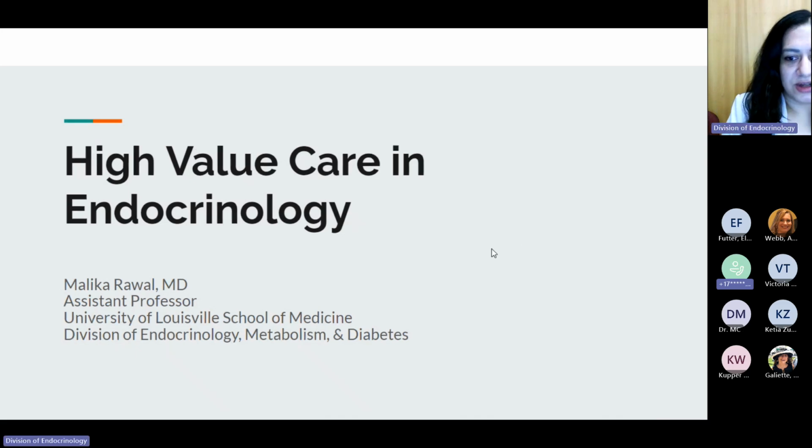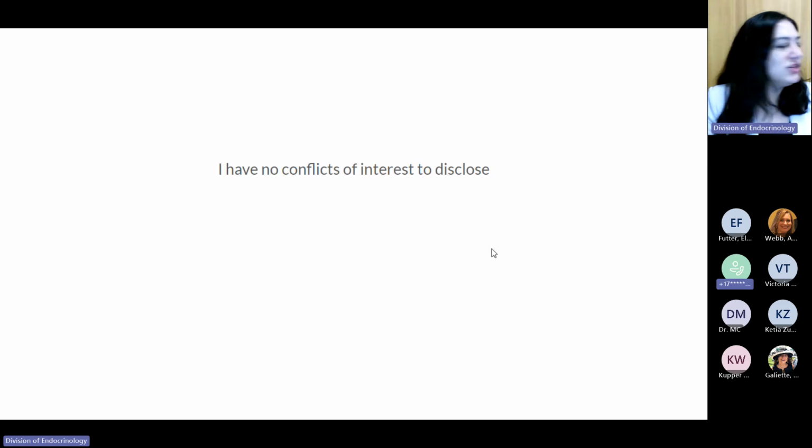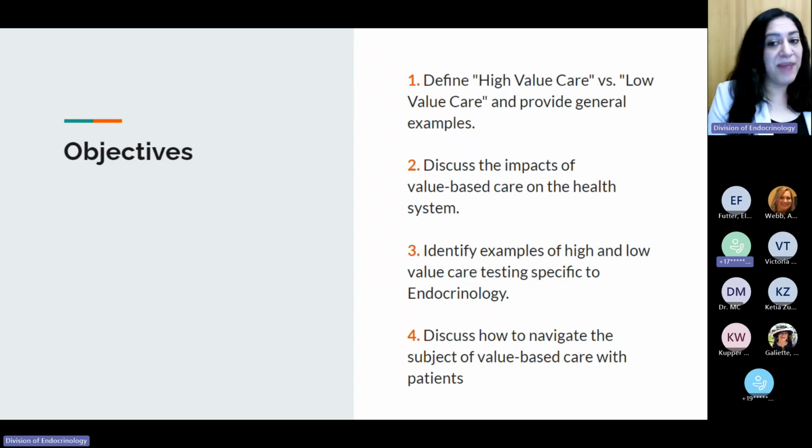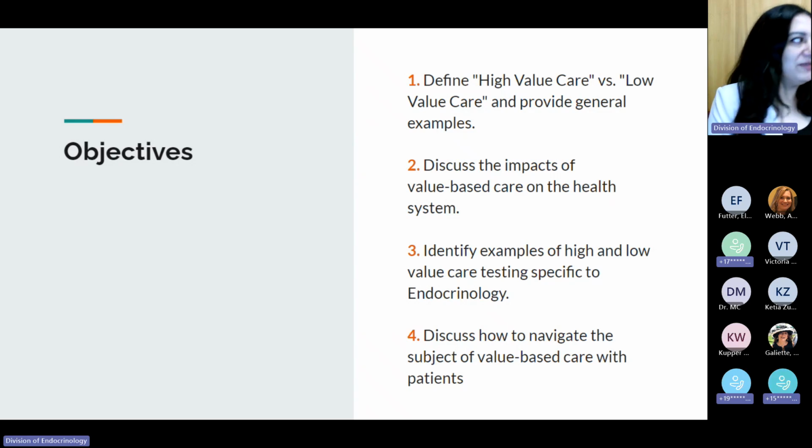So getting right started, I have no conflicts of interest. Today, I hope to talk about these learning points. So basically defining what value-based care is, high value care versus low value care, and providing some general examples. I'd like to talk about what impacts value-based care has on our healthcare system and identify examples of high and low value care testing specific to endocrinology, and how to navigate this discussion with patients and order the best set of tests and imaging to benefit the patients overall.